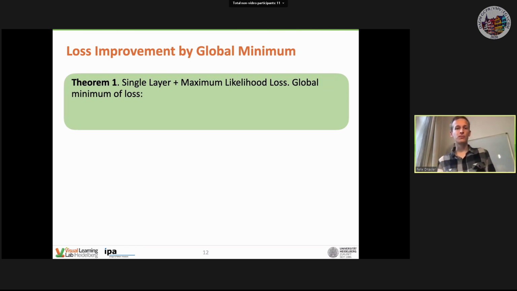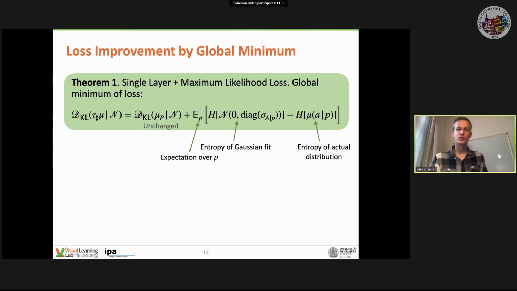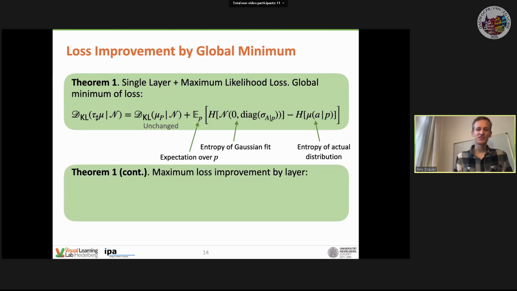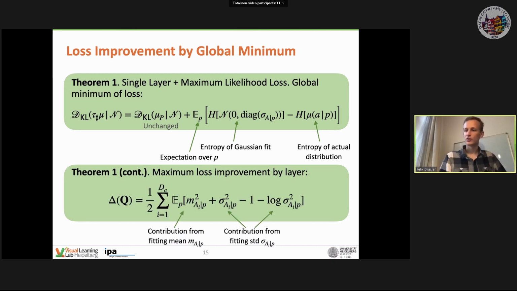Now that we know the minimizer, we can also evaluate the loss at the minimum. And there will be a formula which you will see in a second, but you don't need to parse it. I just want to show that we have it. And what is more interesting is that we can actually subtract the loss before the layer from the loss that we have after training this layer, and derive a closed form expression for the maximum loss improvement that is possible by the layer. And this then depends on the rotation Q, as I said.